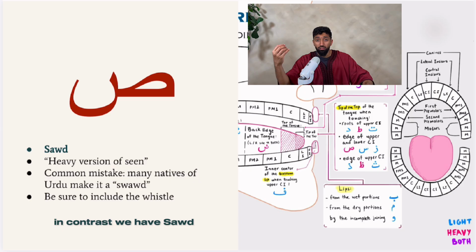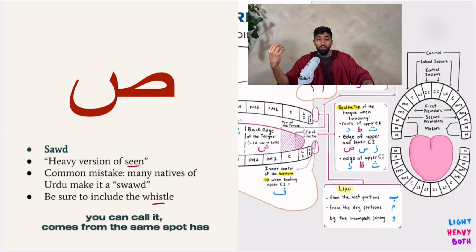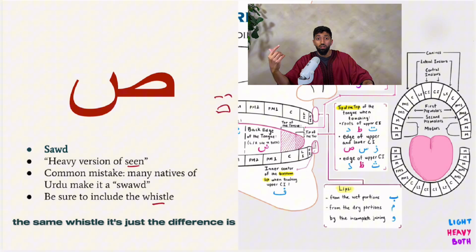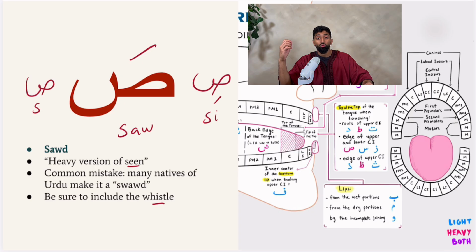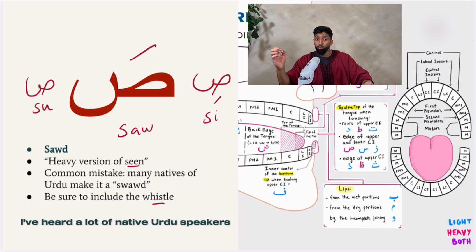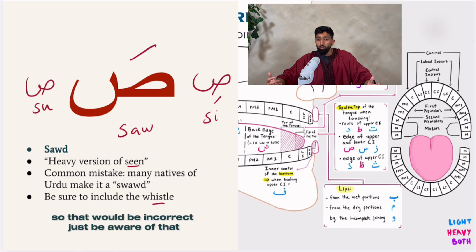In contrast, we have Sad. It's the heavier version of Sin, you can call it. Comes from the same spot, has the same whistle. It's just the difference is when you say it, you frown. So Sad Fatha Sa, Sad Kasra Si, and Sad Dhamma Su. Sa, Si, Su. I've heard a lot of native Urdu speakers call it swad. There's no wow or W sound in there, so that would be incorrect. Just be aware of that.